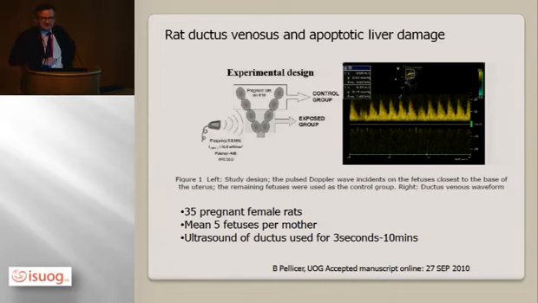Now, whoever did these scans must have been brilliant, because I find it difficult enough sometimes at 12 weeks in a human fetus, but for a rat fetus, the ductus venosus, very difficult. Many rats have 5, 6, 7 fetuses. So some of these were exposed to ultrasound and others weren't. Mean 5 fetuses per mother, and ultrasound of the ductus was used for 3 seconds to up to 10 minutes.